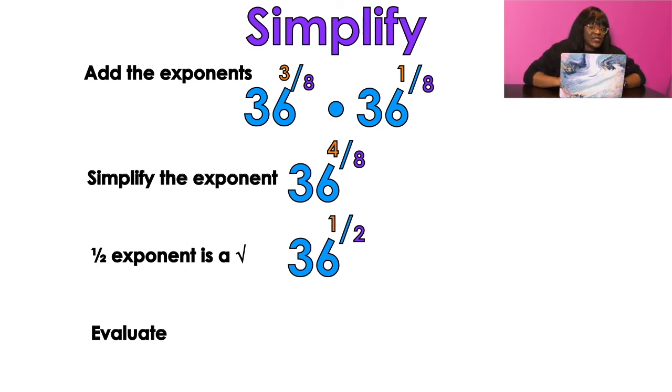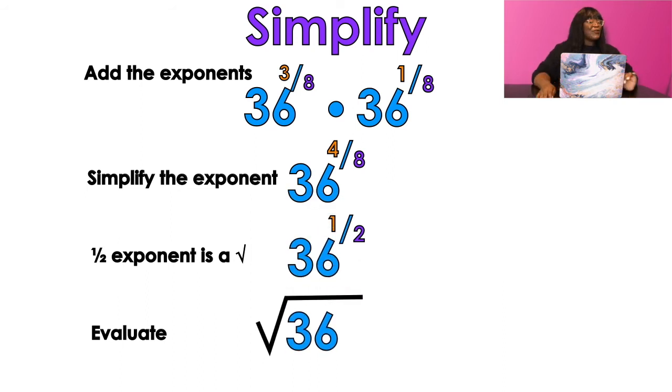If I have a half exponent, that is the same thing as a square root, right? Because remember, when you have a fraction exponent, the denominator becomes your index, so that's the square root. And the 1, your numerator, is your exponent, and anything to the first power stays the same. So a half exponent is a radical. Radical 36. And I bet you know what the answer is. It's 6. Good job.